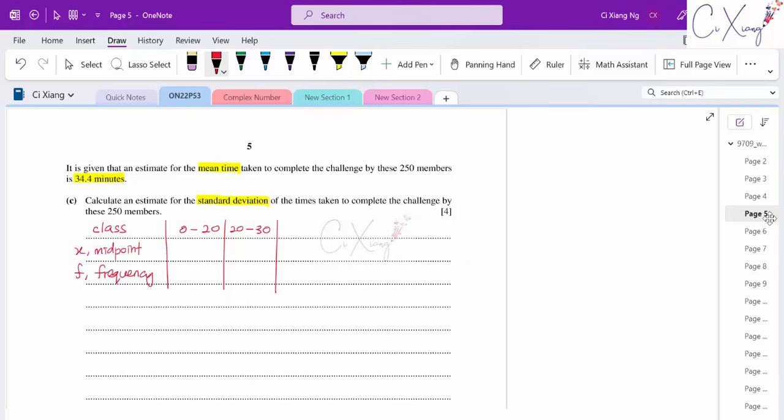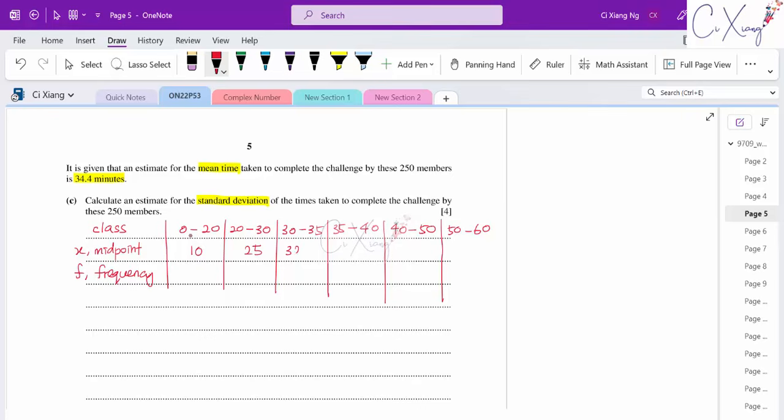So the next class will be 30 to 35, then 35 to 40, then 40 to 50, and the last class is 50 to 60. To get the midpoint, which is the x, we need to take the lower class boundary plus the upper class boundary divided by 2. So in this case, we take 0 plus 20 divided by 2 and I get 10. 20 plus 30 divided by 2 and I get 25.